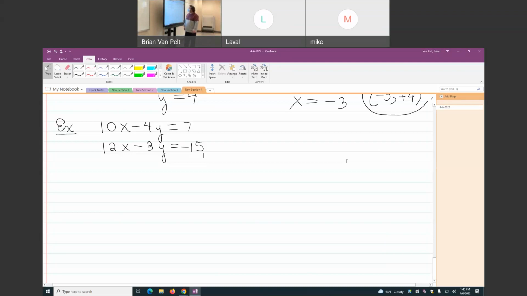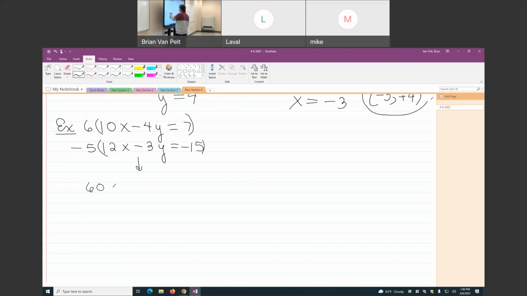I'm sort of interested, did anybody do this to wipe out the x's? Did you multiply the first equation by 6 and the second equation by negative 5? I bet you did 12 and 10, huh? You know why I chose my numbers? What's 6 times 10? What's 5 times 12? They still work, don't they? So you have complete freedom in this regard.